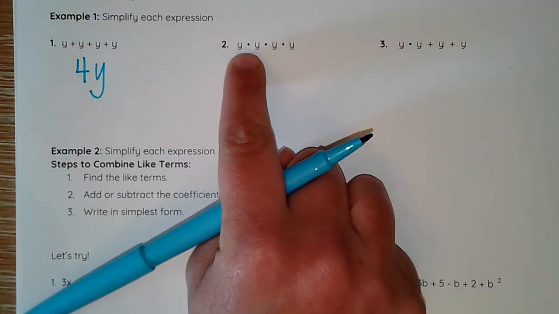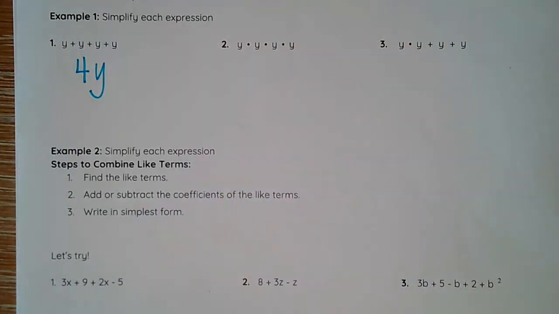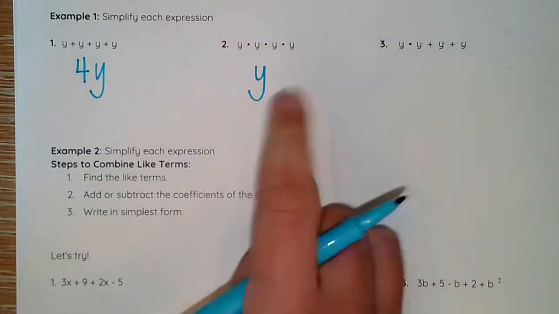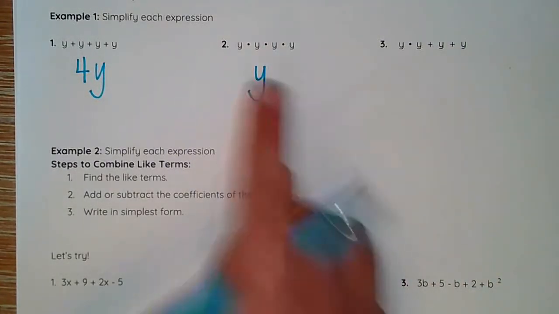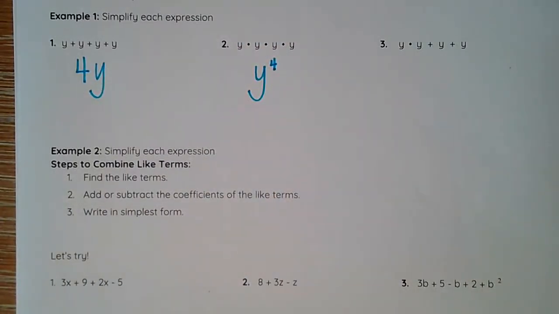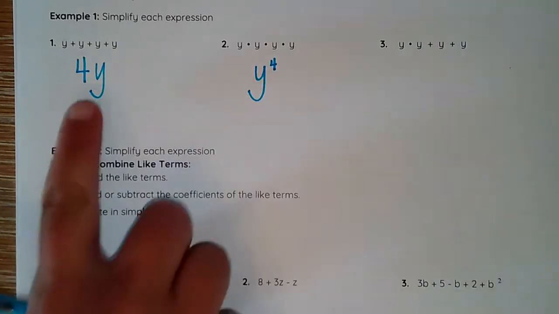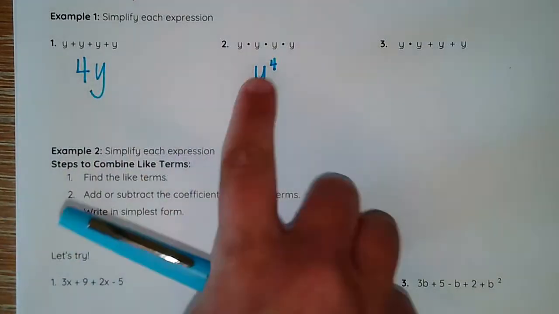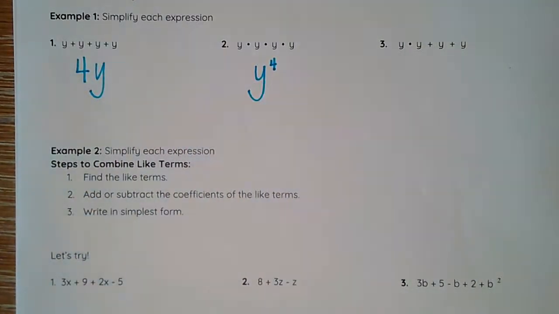Here we have multiplication though. And remember, when we repeatedly multiply, that translates into an exponent. So we're multiplying that y by itself 4 times. Now, this is quite a difference here. Multiplying something by 4 or multiplying itself 4 times makes a big difference. So we've got to pay attention to that symbol.